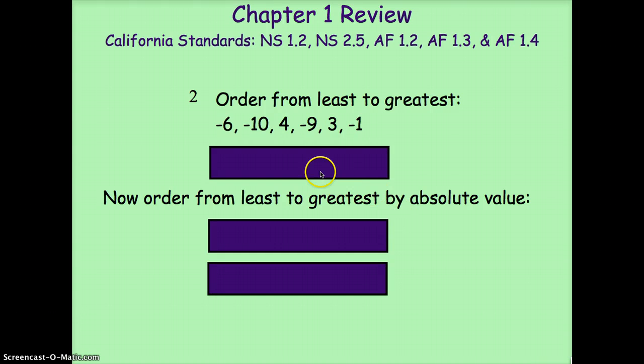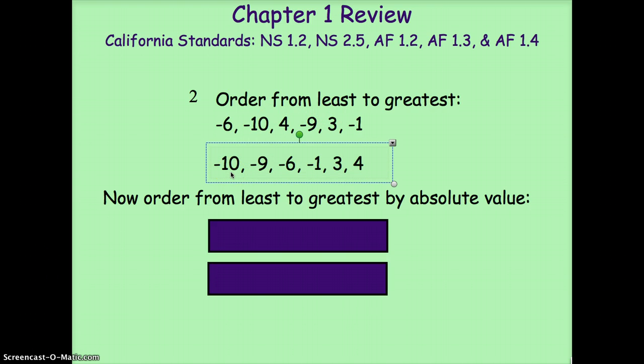Okay, first one, you're sorting it in order from least to greatest. As we know, all negatives are smaller than all positives. And negative 10 is the furthest from 0, so that's going to be the very, very smallest number. And then up to positive 4, which is the largest.